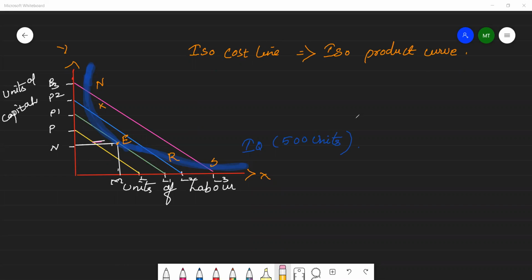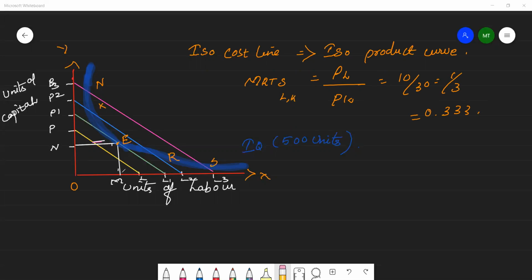Then the curve MRTS of labor for capital is equal to the price ratio of two factors. So the MRTS of L comma K is equal to PL divided by PK. So 10/30 is equal to 1/3, that is 0.333. So at the point of E, the firm employs OM units.